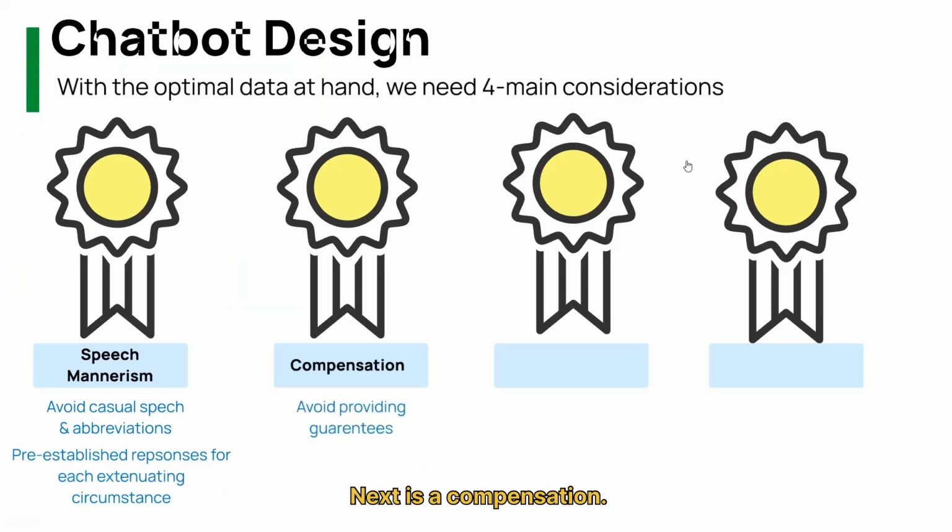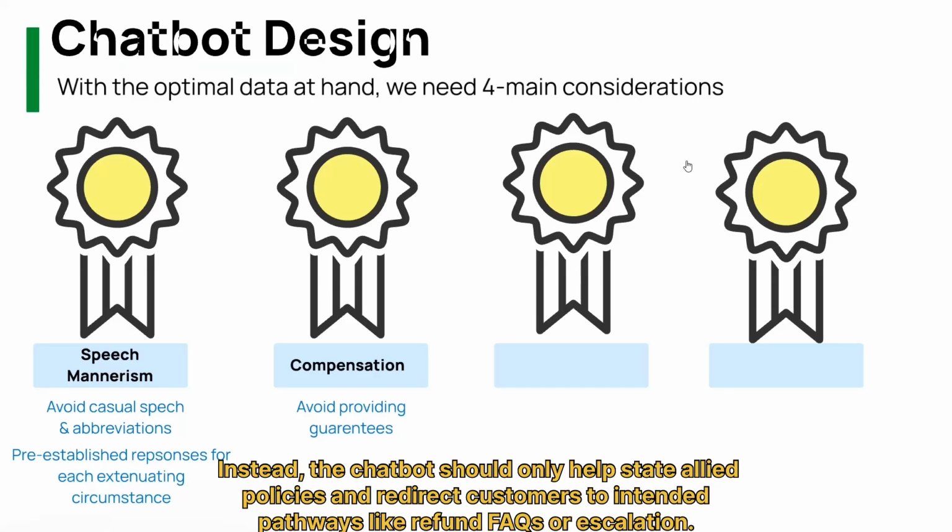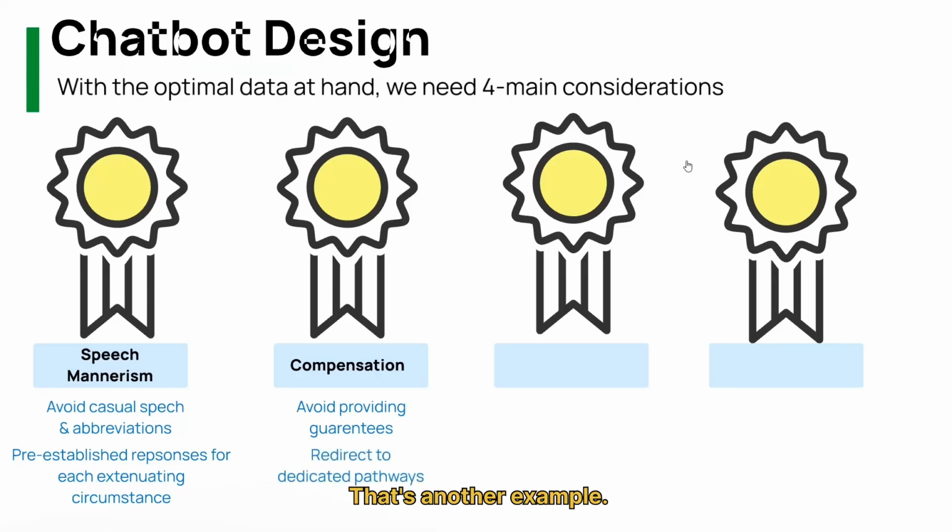Next is the compensation. The chatbot should not promise or guarantee anything in any form, especially considering the lawsuit faced by Air Canada. Instead, the chatbot should only help state airline policies and redirect customers to intended pathways like refund FAQs or escalation. That's another example.